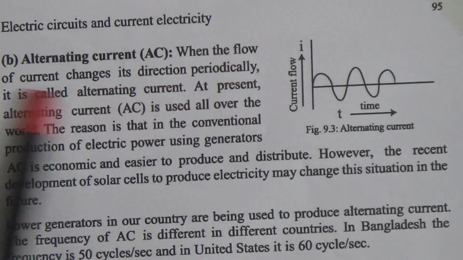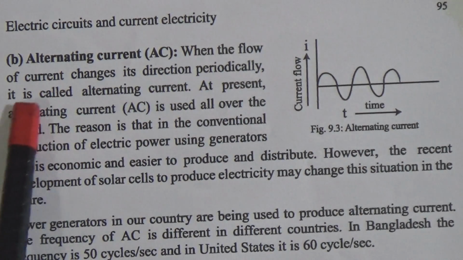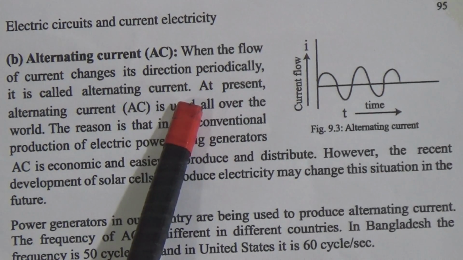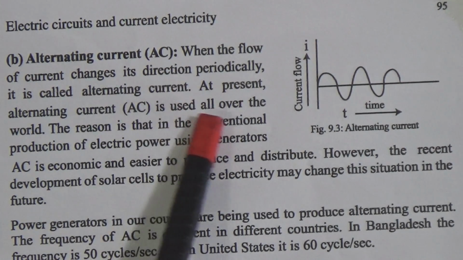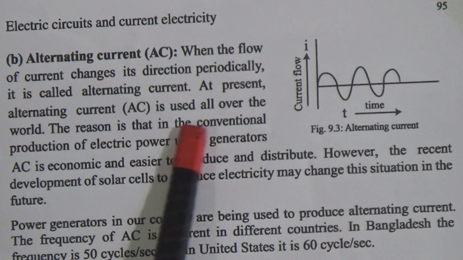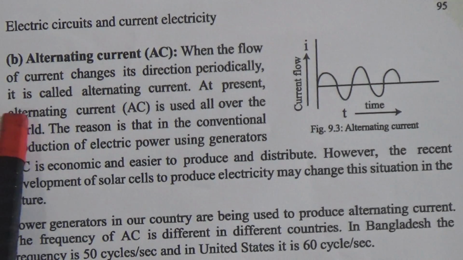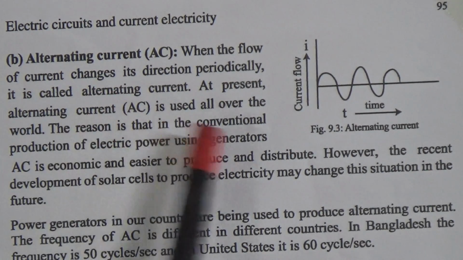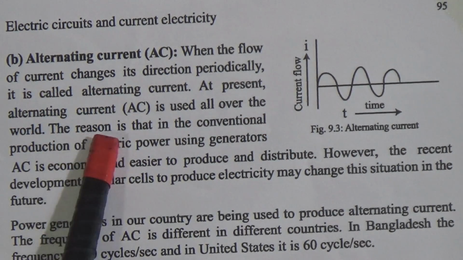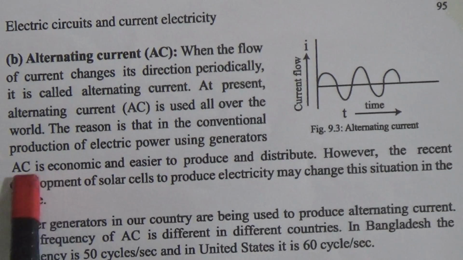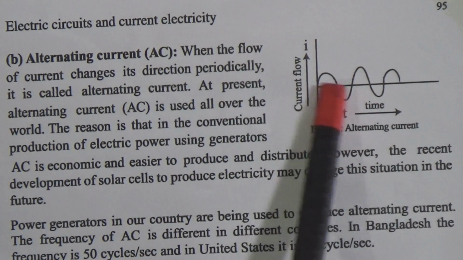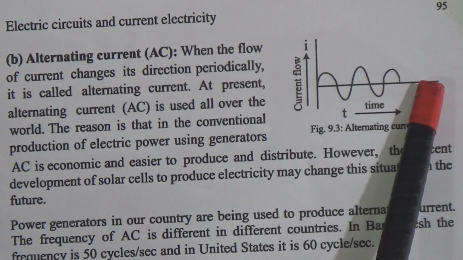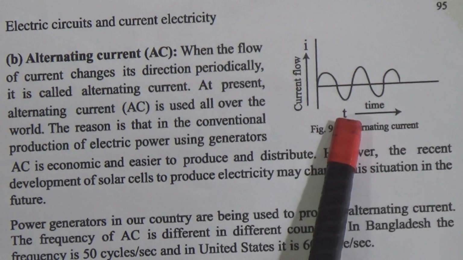Now come to alternating current. When the flow of current changes its direction periodically, it is called alternating current, and it can change its direction 50 to 60 times in a second. At present, alternating current, AC, where A is for alternating and C is for current, is used all over the world. The reason is that the conventional production of electric power uses generators. Look, this is the picture of alternating current, and it changes its direction with the period of time.